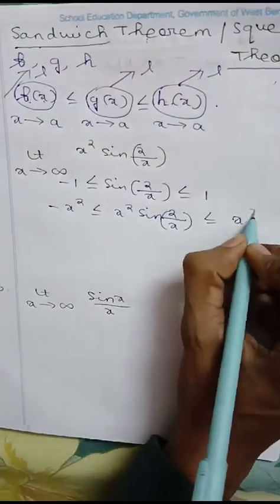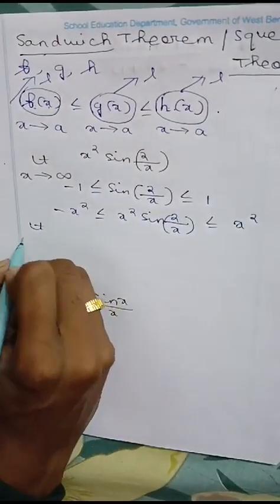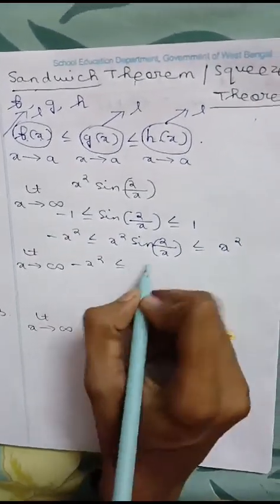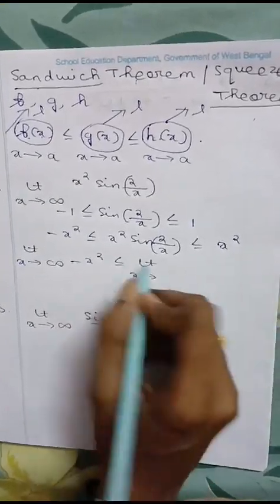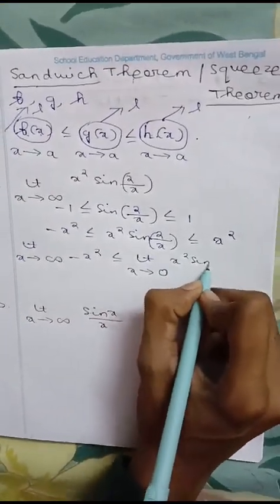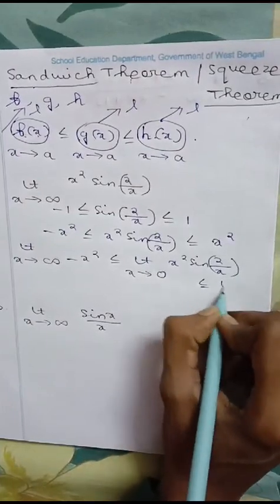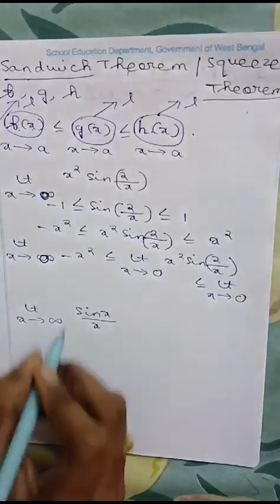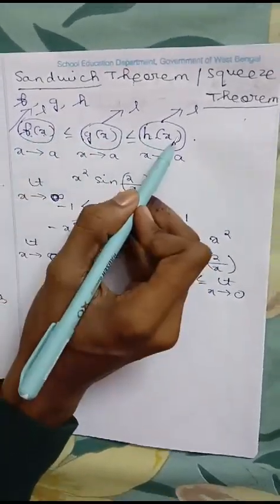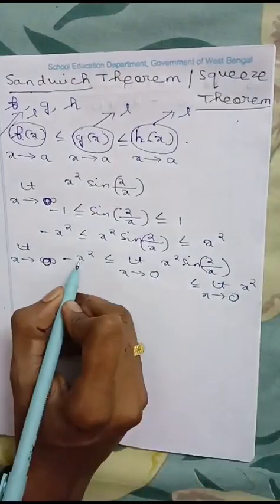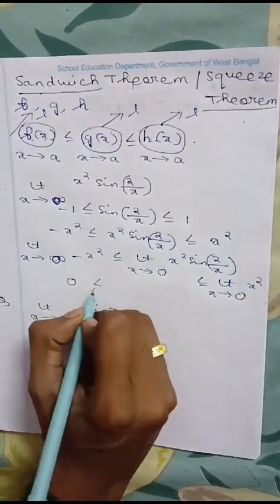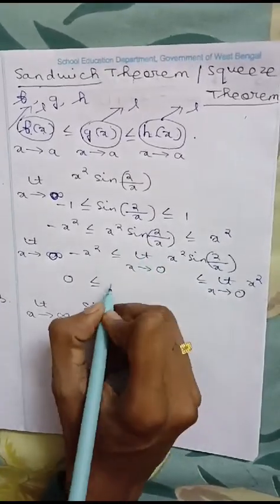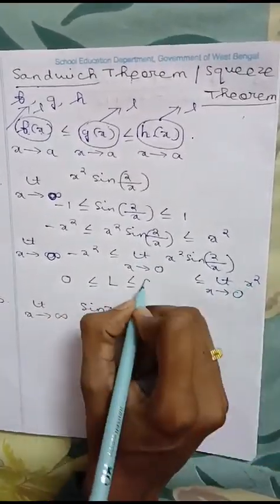So let us take the limit as x approaches 0 of minus x square, then the limit of x square sine of 2 by x, and then the limit of x square. It will be 0, because if you want to apply the sandwich theorem, the condition should hold there. So minus of 0 square is 0. Here the main thing is the limiting value, whatever we have to find, that is L simply. So 0 square is also 0.